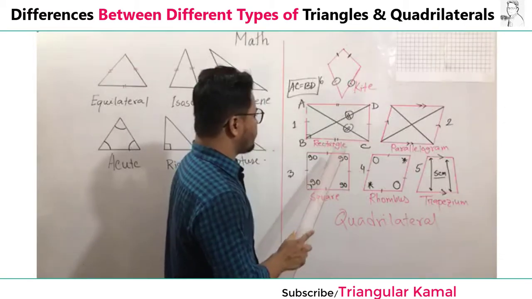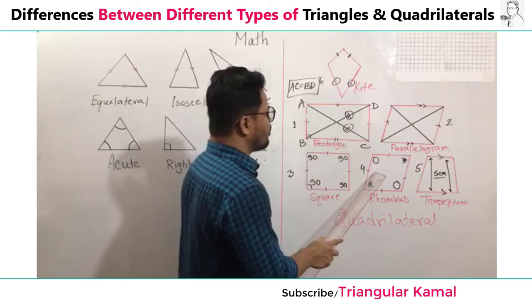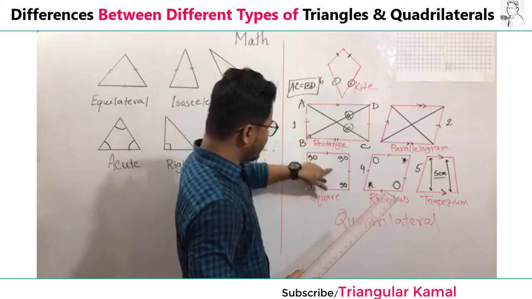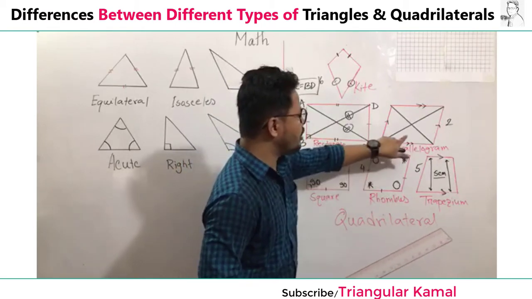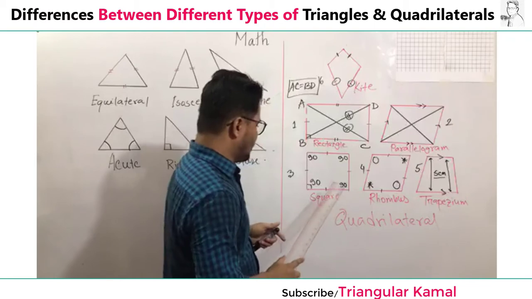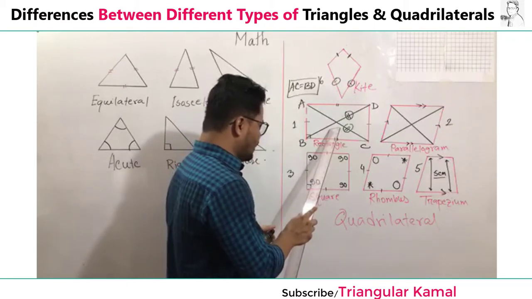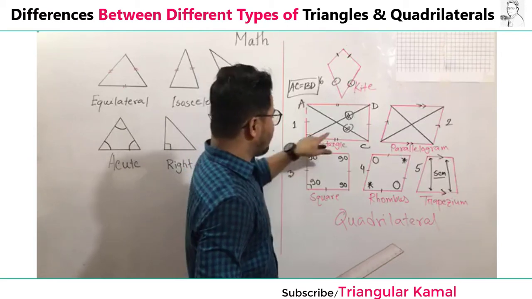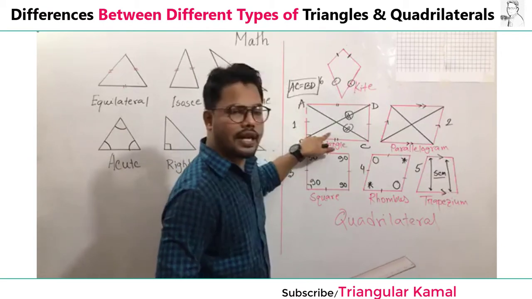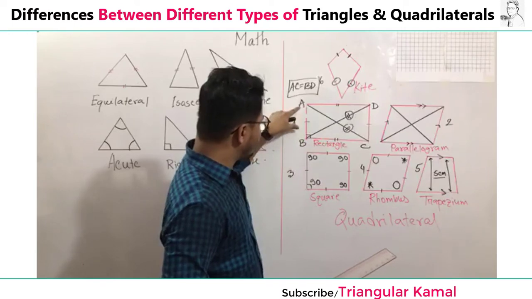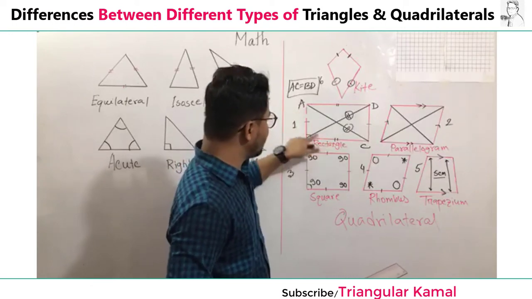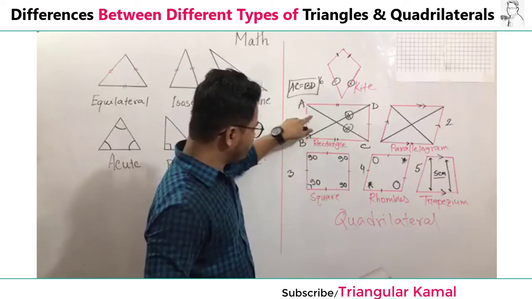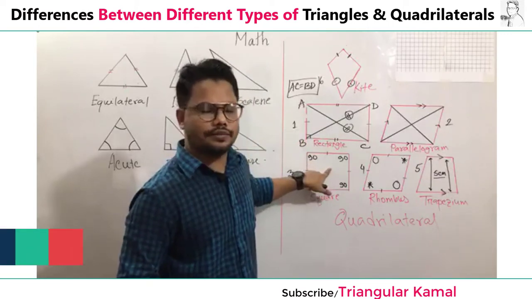The square, rectangle and rhombus are all parallelograms. A square may be a rectangle, but a rectangle is not always a square. When two adjacent sides of a rectangle are the same, like AB equal to BC, then the rectangle converts into a square.